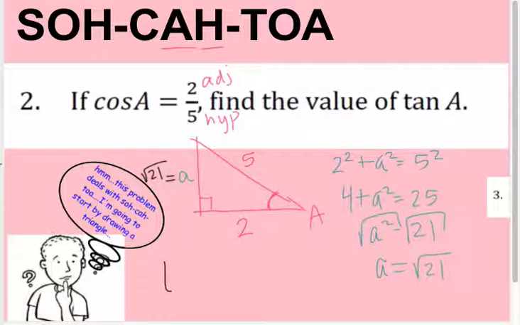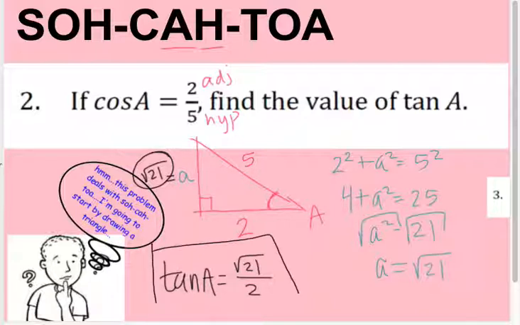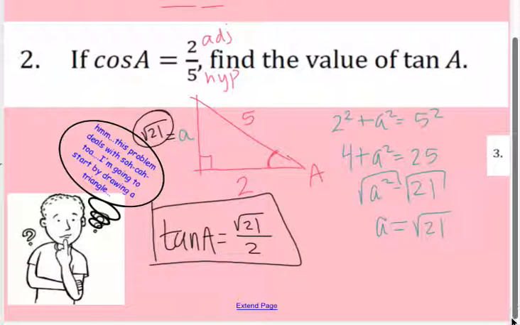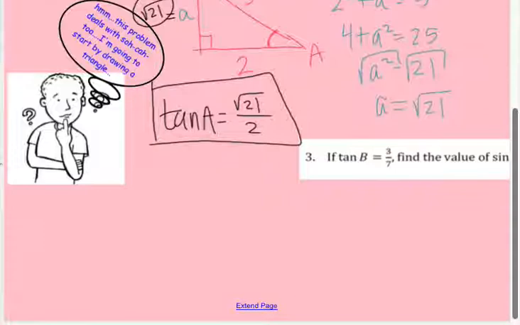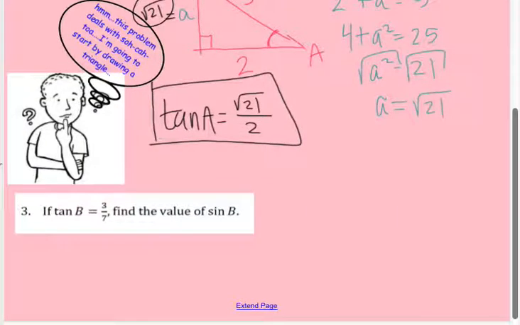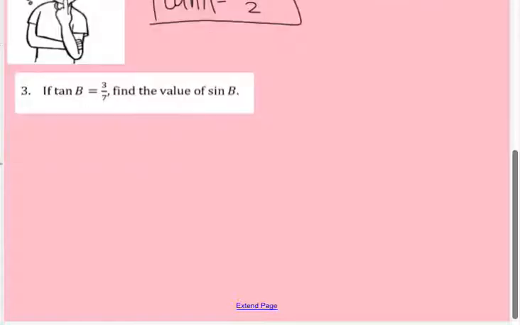Now if I want to find tangent of A, tangent is opposite over adjacent. My opposite side is the square root of 21. My adjacent is 2. The square root of 21 over 2. That's example 2. Example 3. It says if tangent of B equals 3 over 7, find the value of sine of B.